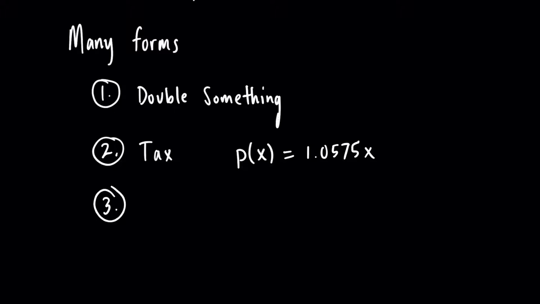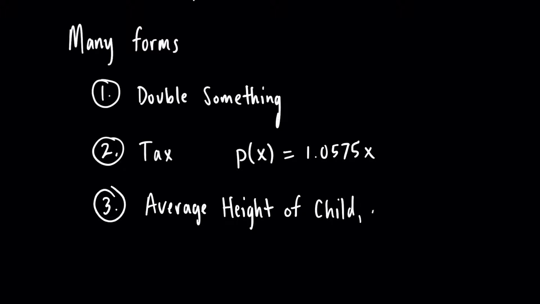Number 3, knowing the average height of a child given their age. So we'll just say average height of child given age. Your input in this case would be your age. Let's say you're 14 or 15 and you're going to the doctor. When you go to the doctor, they tell you what percentile you are. What they're saying is what percentage of people your age are below you in height. So if you're in the 40th percentile, that means 40% of the people your age happen to be shorter than you, and 60% of the people your age happen to be taller than you.